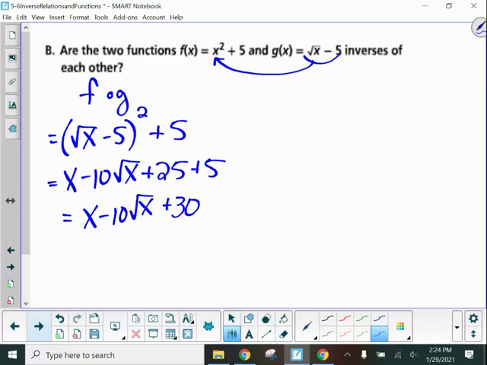When one of them doesn't check out, it's not even necessary to do the other one. But if you did do the other one, it wouldn't work as well. So these are not inverses. They are not inverses because the composition does not equal x.